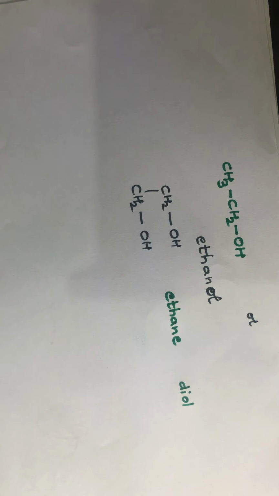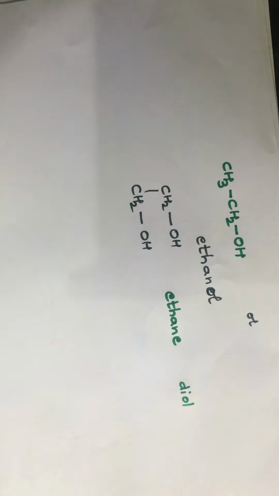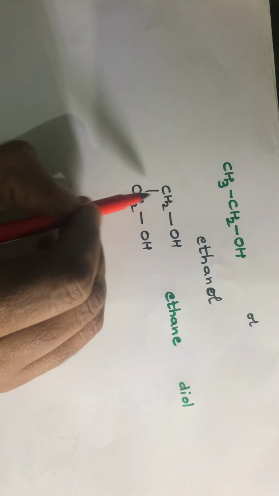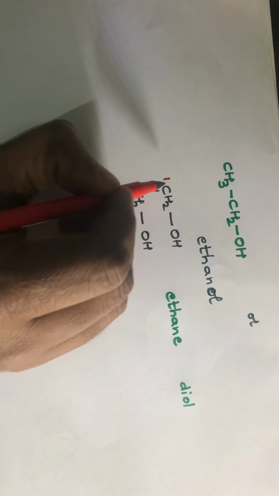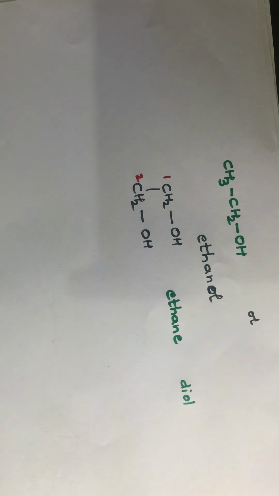Ethane diol. When I say diol, there are 2 OH groups, so you should indicate the position of the OH groups. Hence, you should number the carbon chain that you have selected. Our carbon chain contains 2 carbon atoms, so I will number it 1, 2. The numbering is done such that the functional group gets the least possible number.